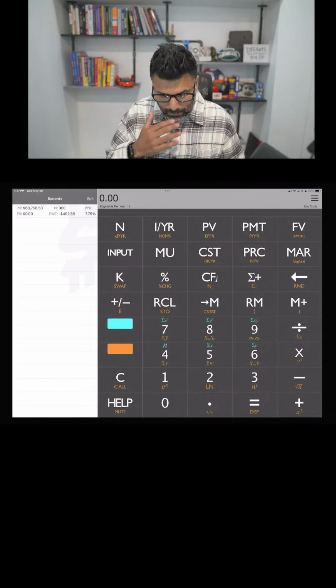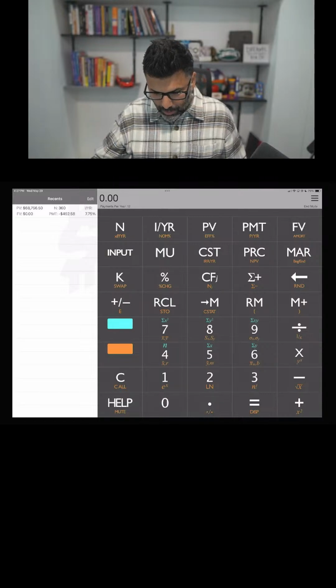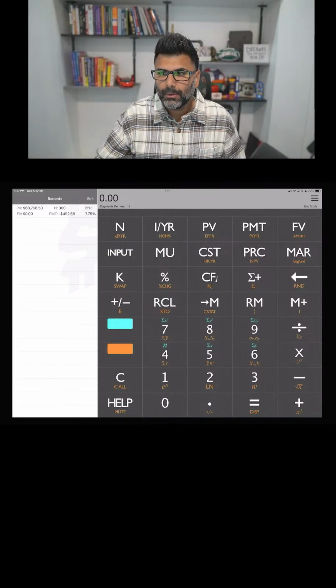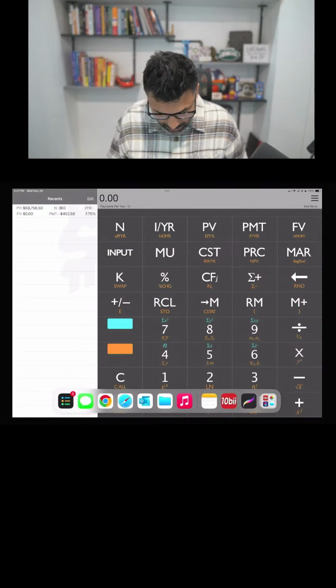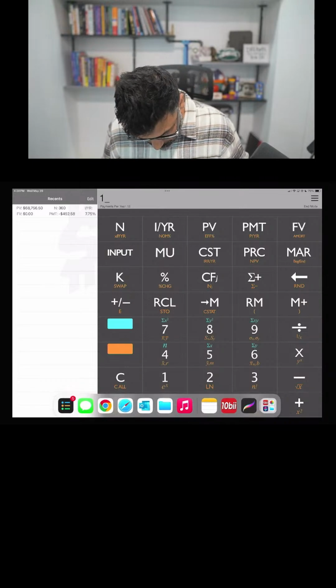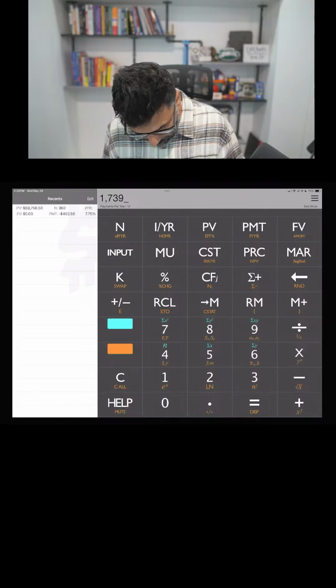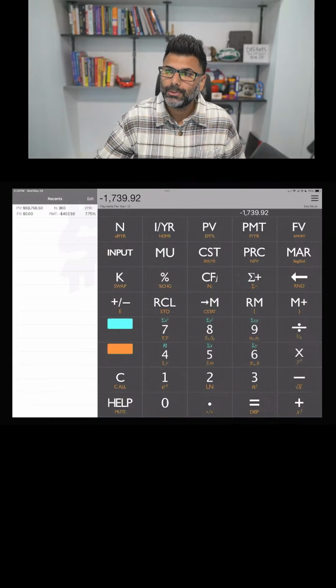Give me 1 second. Bear with me 1 second. Okay. I'm going to clear and I'm going to show it to you. Okay, so this is the calculator. So we know that the most we can afford per month, we know the most we can pay per month is $1,739.92. Okay, that's our payment. That's the most we can pay for our principal and interest per month.